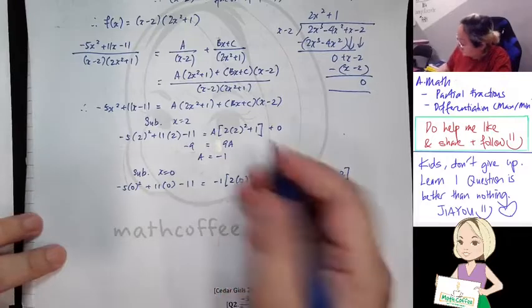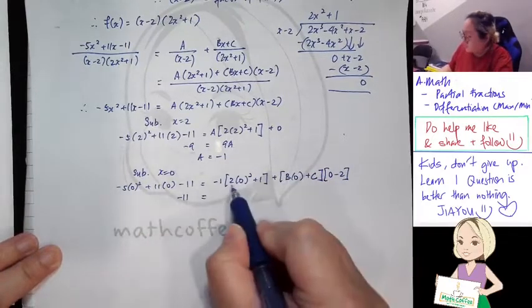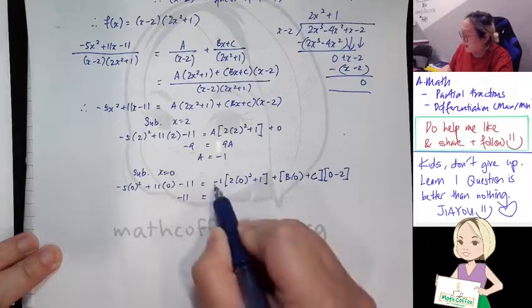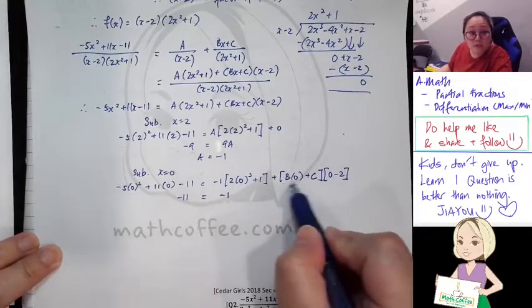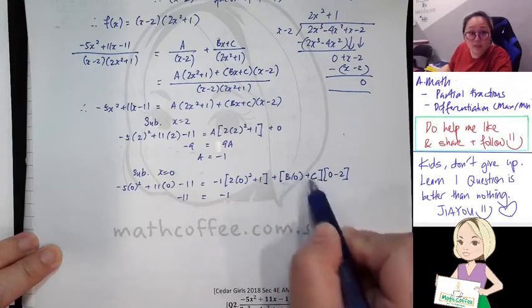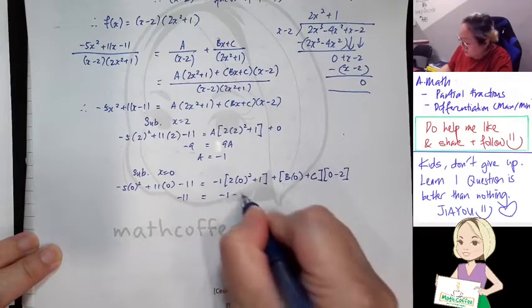So what do I get here? This side I will have minus 11. 0 plus 1 is 1. Minus 1 times 1, so this is minus 1. b times 0 is 0. 0 plus c, so it is c. Okay, this is minus 2. So it's c times minus 2, so this is minus 2c.